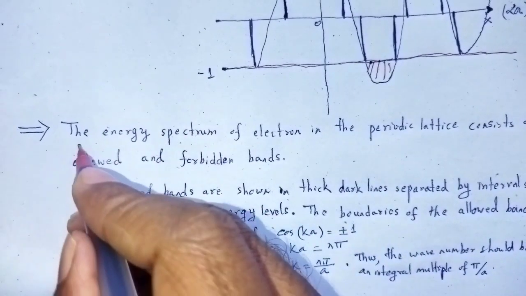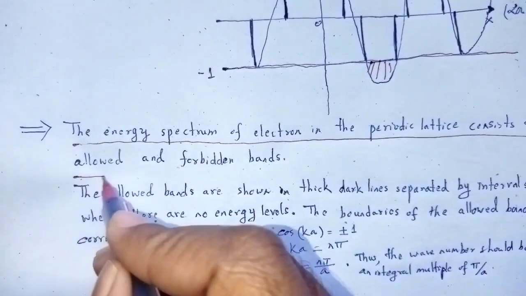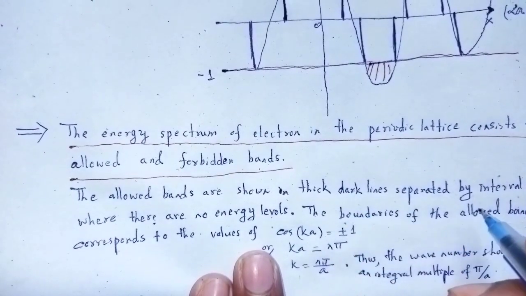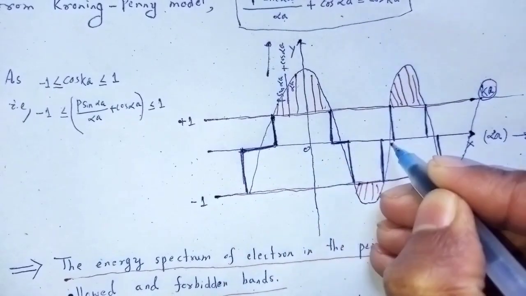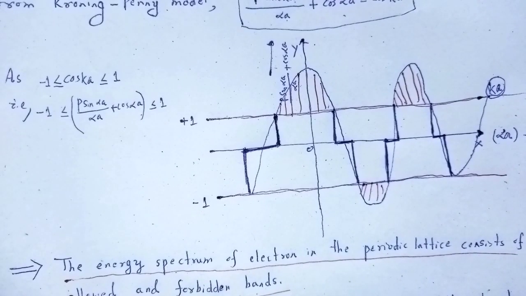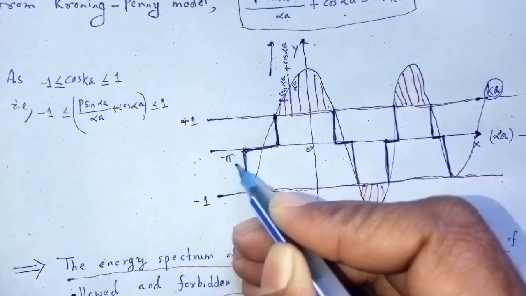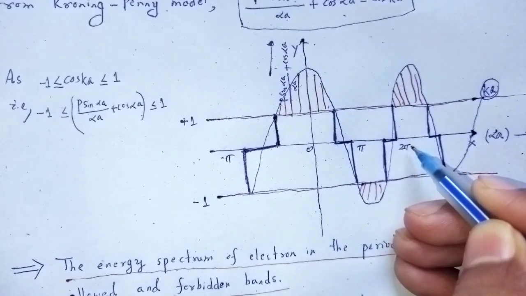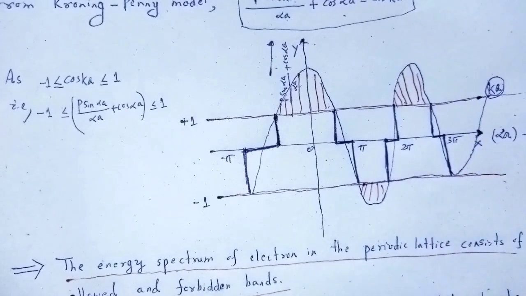Here the energy spectrum of the electron in that periodic lattice consists of allowed as well as forbidden bands, and the allowed bands are shown in the thick dark lines separated by intervals. See the allowed bands, and that range here is minus pi, pi, 2 pi, 3 pi, and so on.